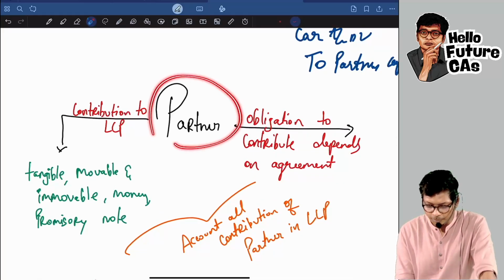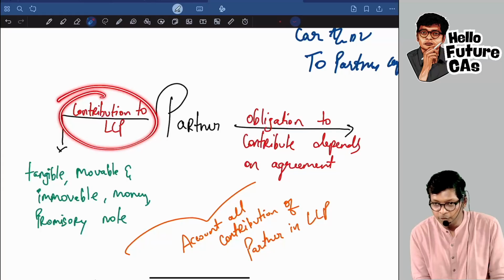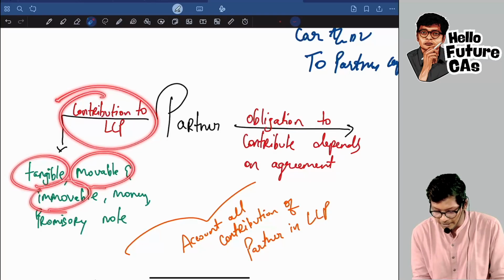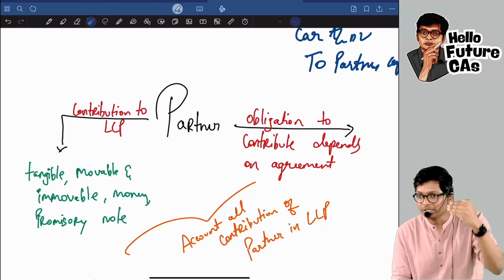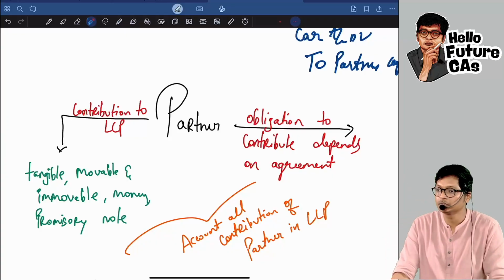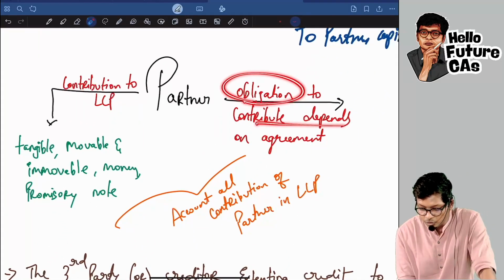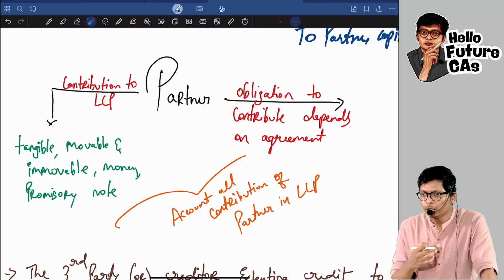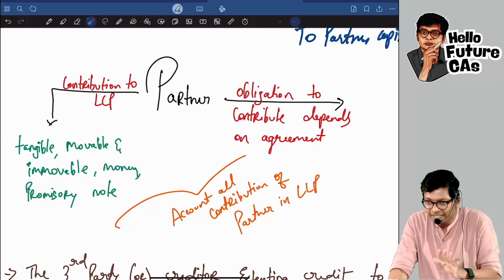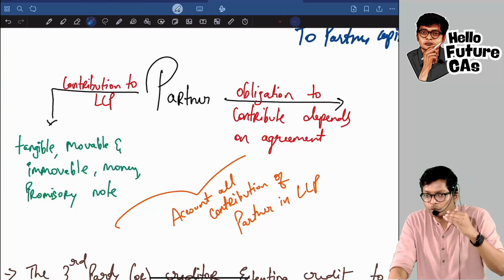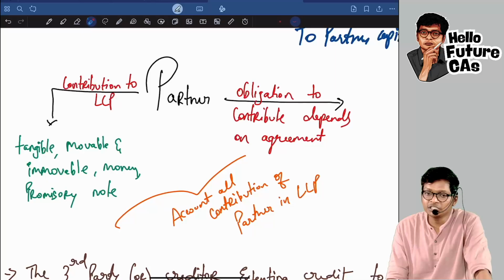Now, coming to the partner, that only is there here in the study material. It's 2 sections, paragraph. Look at this. Left hand side, contribution to LLP: tangible, movable or immovable, money or promissory note you can contribute. What will be the entry? Particular asset account debit to the partner's contribution account. Are you following? Understanding how I did the car here? Second, obligation to contribute depends on agreement. Meaning, do you remember in Companies Act we have something called a guarantee company? Like that here, a partner will promise to contribute sometimes in the future also. I am ready to contribute in the future. Are you getting it, guys?